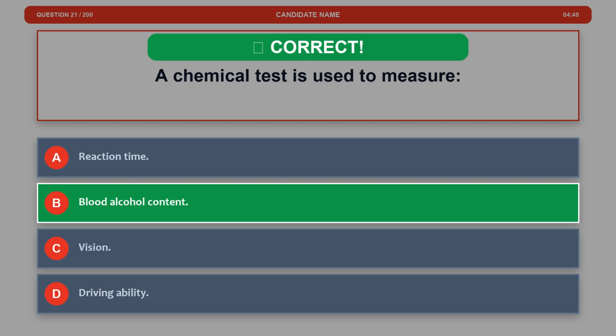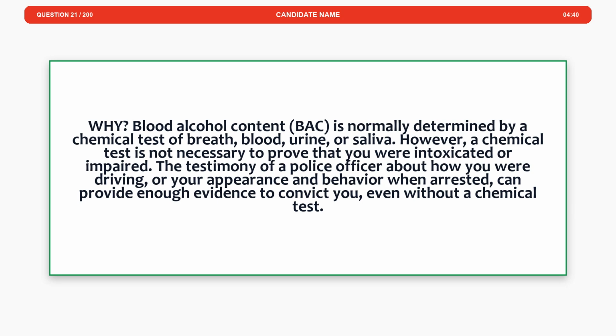The correct answer is option B. Blood alcohol content. Explanation. Blood alcohol content (BAC) is normally determined by a chemical test of breath, blood, urine, or saliva. However, a chemical test is not necessary to prove that you were intoxicated or impaired. The testimony of a police officer about how you were driving, or your appearance and behavior when arrested, can provide enough evidence to convict you, even without a chemical test.